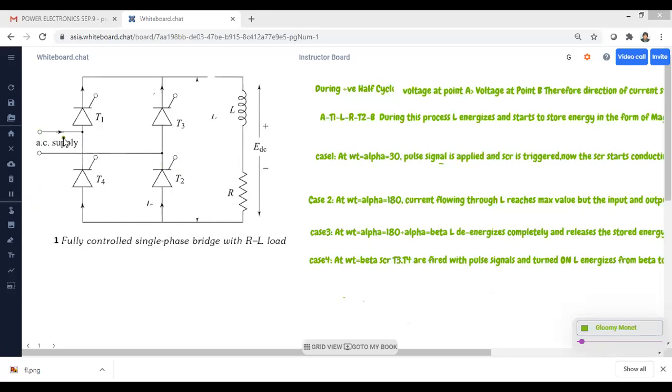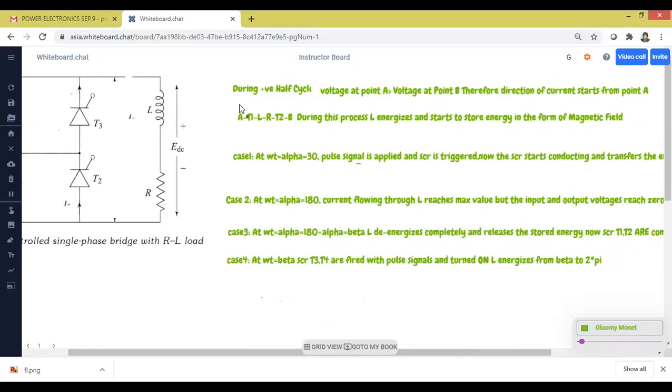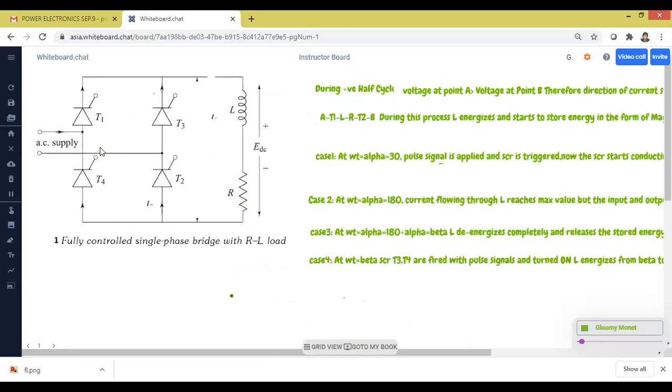So in what way do we explain first? During positive half cycle of input AC supply, voltage at point A is greater than voltage at point B. I have written the first line here, you can check it out. Every student without studying the textbook can become perfect here. So what is the first statement, all of you? During positive half cycle of input AC supply, voltage at point A is greater than voltage at point B. Therefore, the direction of current starts from which point? Point A. So the current starts to flow from A.